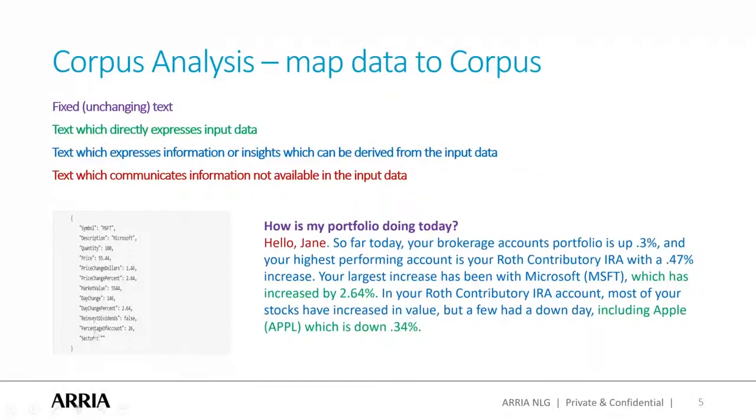And then we have text which expresses insights that can be derived from the data. So we're talking about a portfolio being up, and we've derived that it's the highest performing. We've derived that in comparing it with everything else. And then there is the green, which is the straight pass-through of information. So it's fairly straightforward, but all of this goes into creating that perfect optimal use case for NLG, understanding that your data actually has the ability to tell that story.